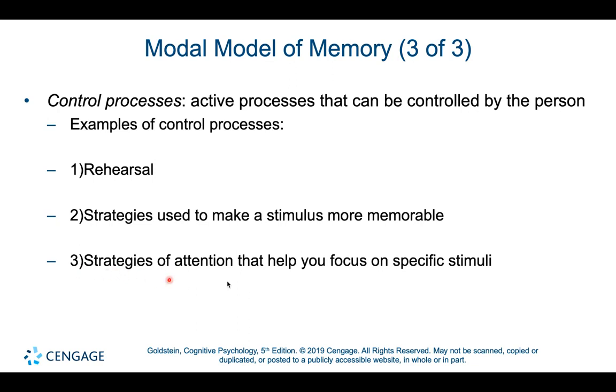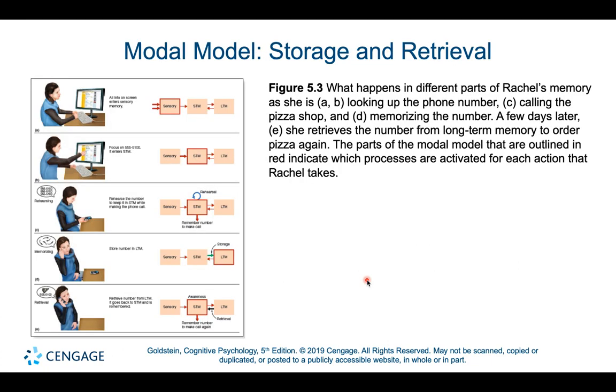And lastly, we can develop strategies of attention that help us focus on certain stimuli. Okay. Two more control processes are known as storage and retrieval. This is basically the movement of information. We'll come down here to this image at the bottom left. The movement of information from short-term memory into long-term memory. So putting it into storage is called storage.